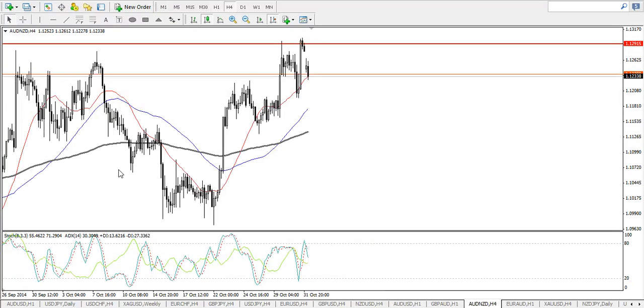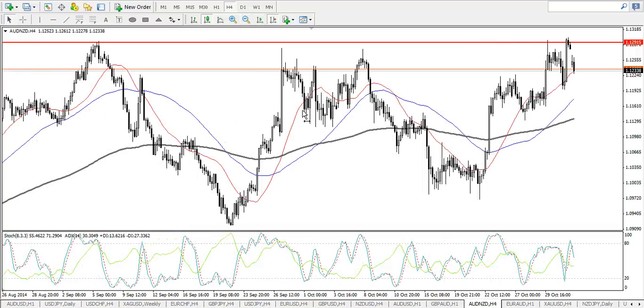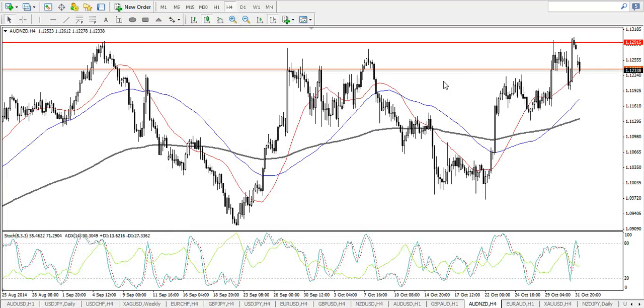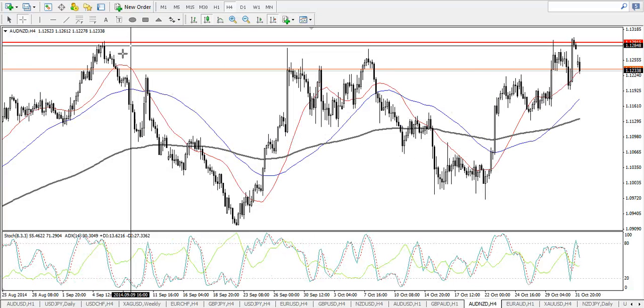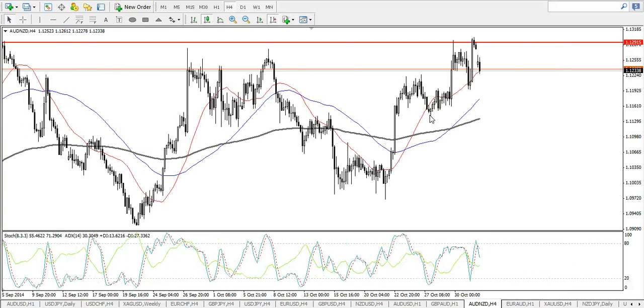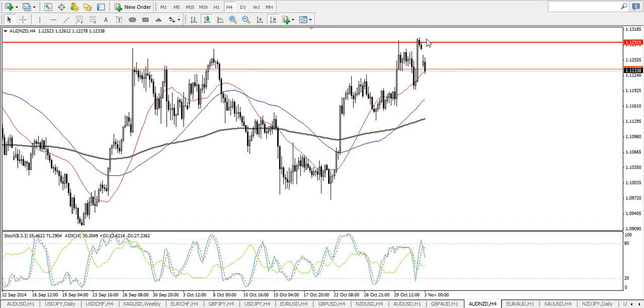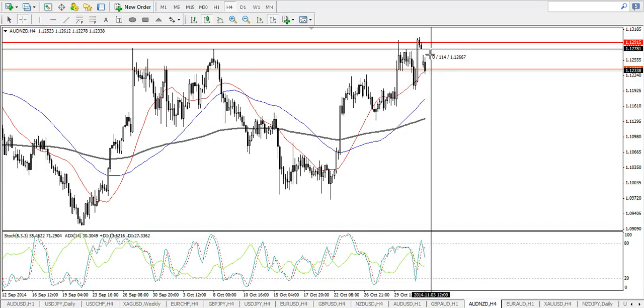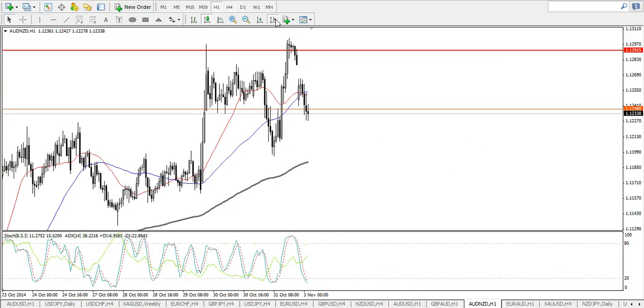Right, next we shall look at the Australia against the New Zealand dollar. Alright, this is the 4-hourly chart. Basically it has touched the previous high at the price of 1.1291, and it begins to fall. Right now there's a gap, so it has yet to be closed. So I do expect price to retrace back somewhere to the top again. Then we can look for a short opportunity.